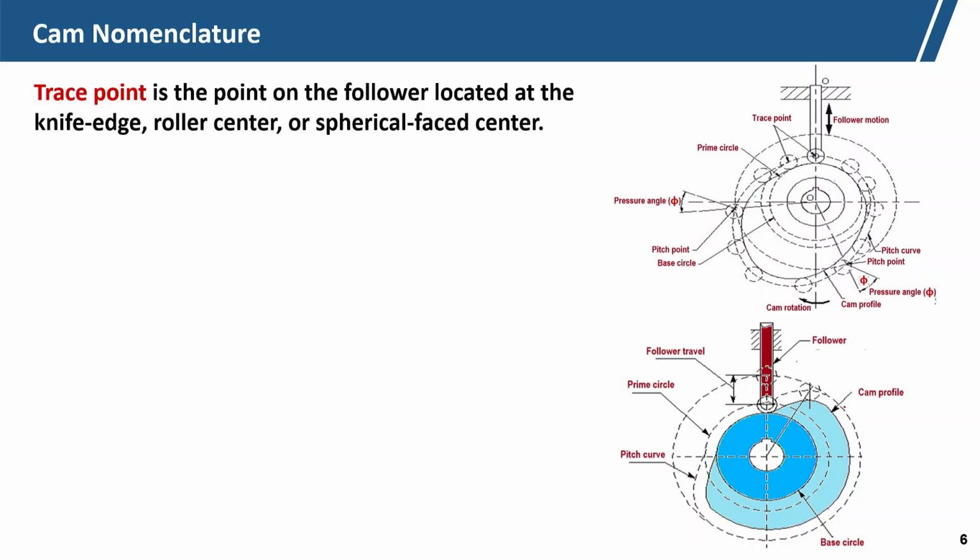Now, the trace point is the point on the follower located at the knife edge or roller center. That is the trace point, where the follower and spherical face center are. In case of knife edge, the trace point will be on the cam profile, but in case of spherical or roller follower, the center of the roller's movement will be the trace point. So, here you can see this is the trace point.